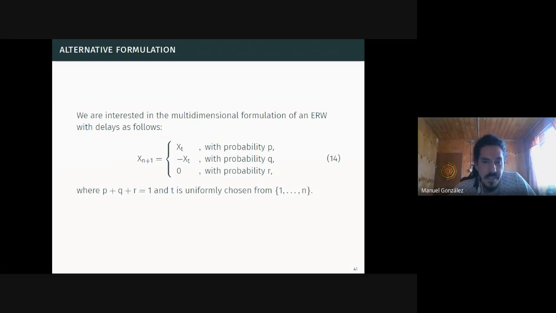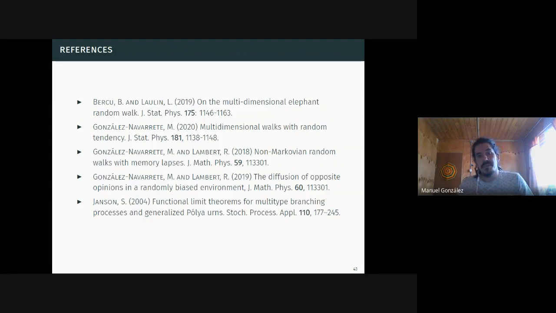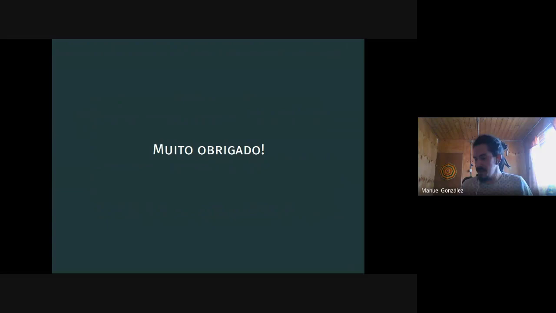And the idea is to use this idea, including new parameters in the multidimensional case. And this is a master thesis that I am advising at the Universidad del Bío-Bío. Okay, these are the main references. That is all.